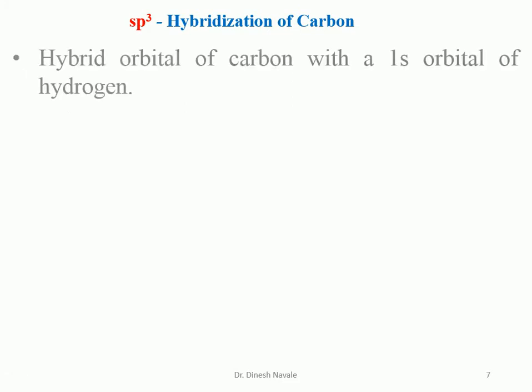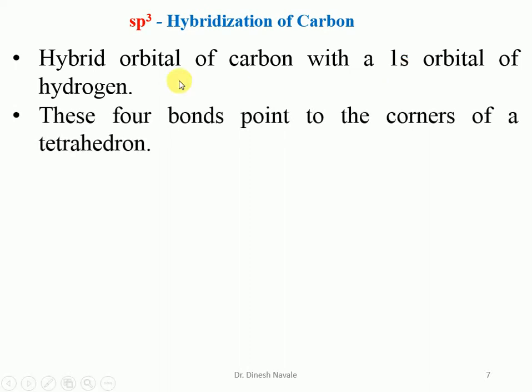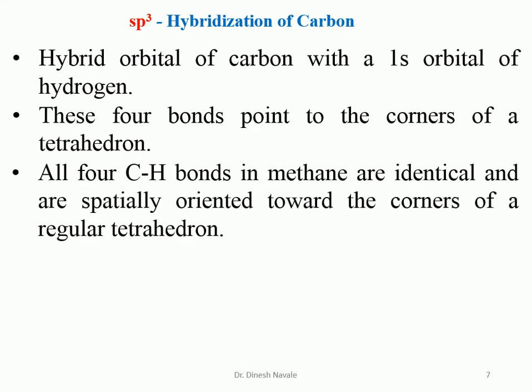Here we have also seen the hybrid orbital of carbon overlapping with the 1s orbital of the hydrogen atom. This gives the formation of four bonds pointing to the corners of the tetrahedron. When the CH4 molecule forms, each hybrid orbital mixes with the 1s orbital of hydrogen and gives four CH bonds. All four bonds point towards the corners of the tetrahedron and give a tetrahedral geometry.